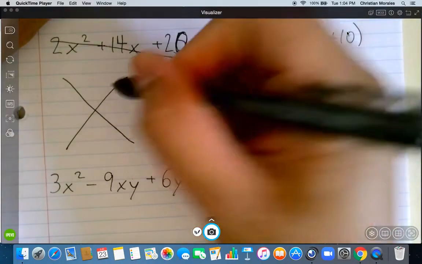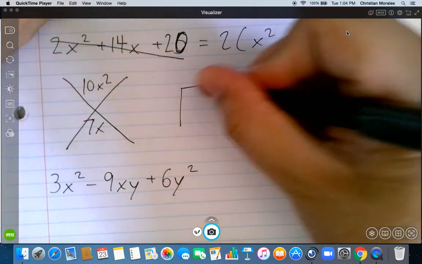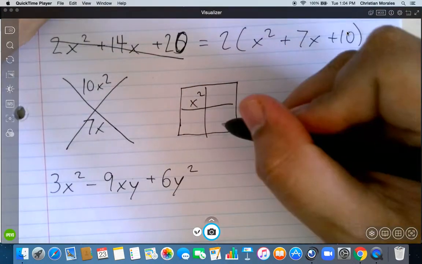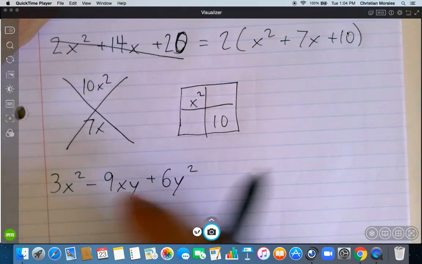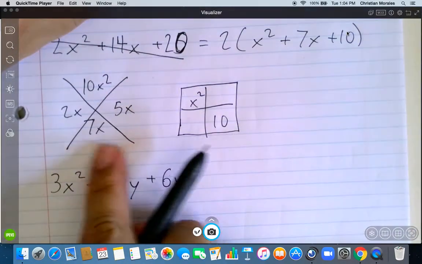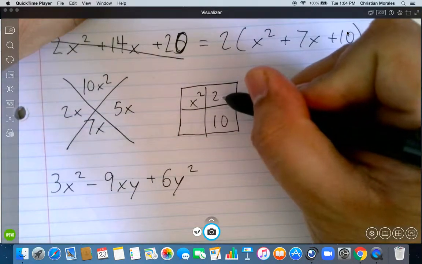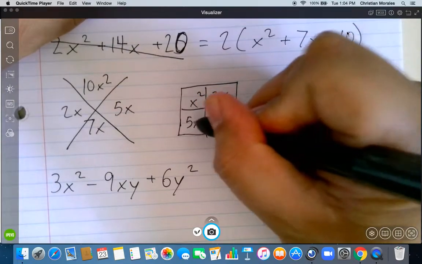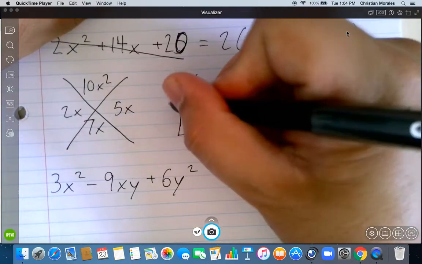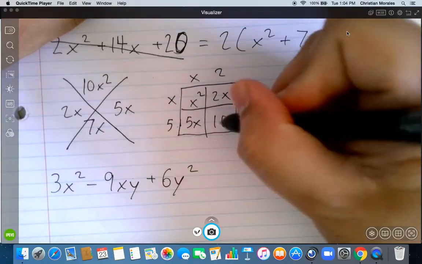So we go 10x squared, 7x, area model, x squared, 10. Two numbers that make 10. Oh, wait. Wow. I should have chosen some different numbers, guys. I'm sorry. But now it's 2 times 5. I know we keep doing 10. I apologize. I didn't realize I picked the same number so many times. All right, now we factor x times x, x times 2, x times 5, 2 times 5.